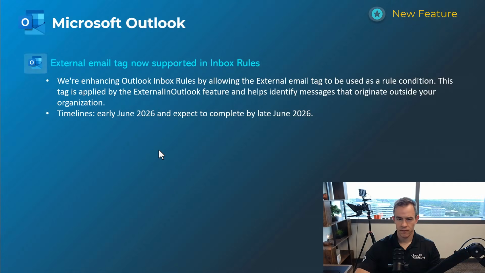Diving into Outlook here, this first one is related to just inbox rules and being able to have this external email tag that you could now use for some rule conditions. This is if you have this external in Outlook feature enabled. I've done previous videos on that, but I'll link more information about that in my blog post that'll supplement this. But it's basically allowing you to create rules around those external messages coming in that you may want to route accordingly. Timelines on this one's early June and be complete by late June.